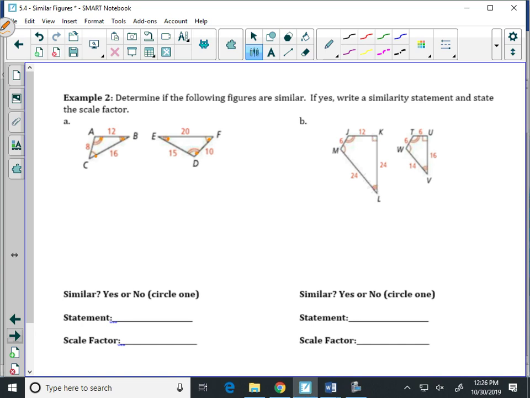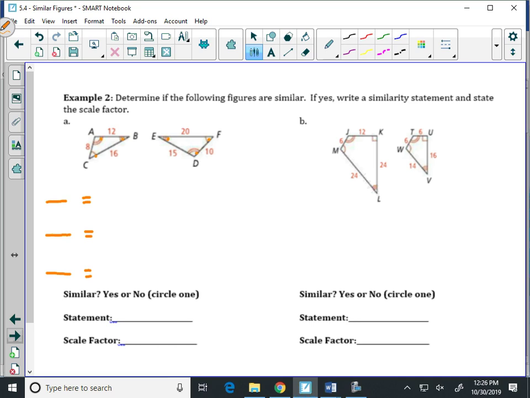So first check the angles. We have corresponding angles that are congruent. Now we have to see if we have proportional sides. So I have three sides, so I'm going to make three fractions. I, generally speaking, just go from left to right. Okay? So I'm going to start with the triangle on the left. It doesn't really matter which one you start with, as long as you stay consistent.